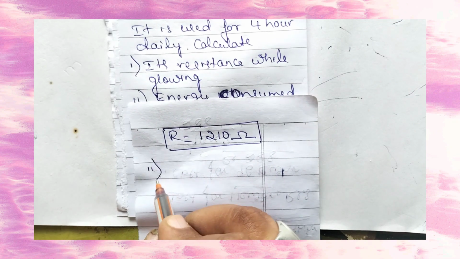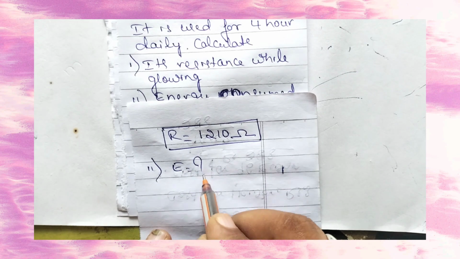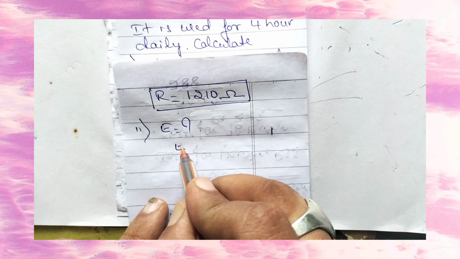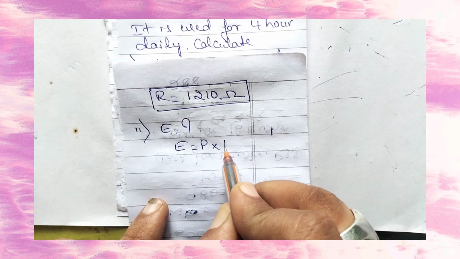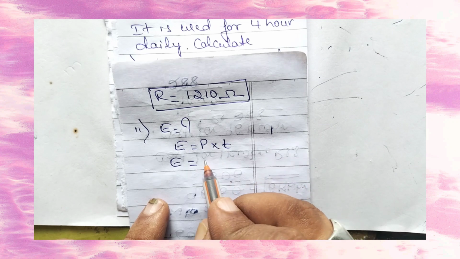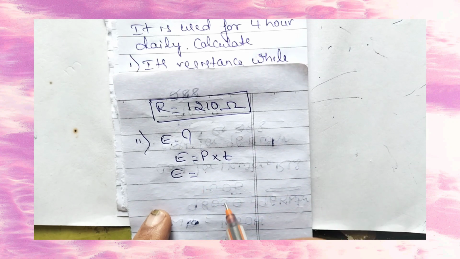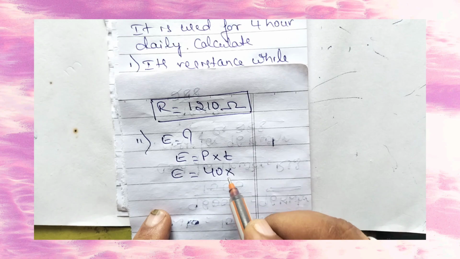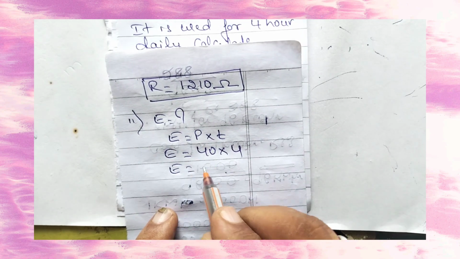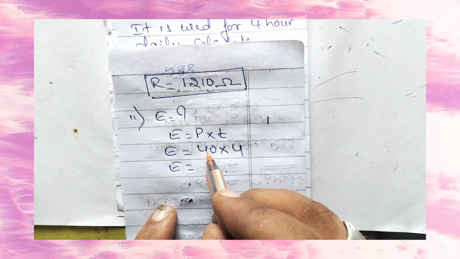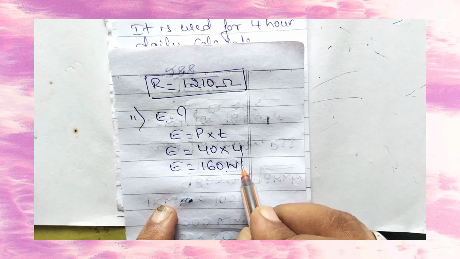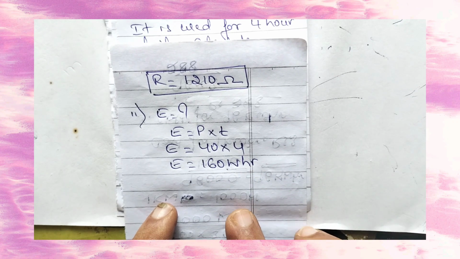Now, second, we have to calculate how much energy it has consumed while it is glowing. So we know that E is equal to P into T. So E is equal to, what is P? The power given is 40 watt into time given as 4 hours. So energy consumed is equal to 40 into 4, which becomes 160 watt hour.